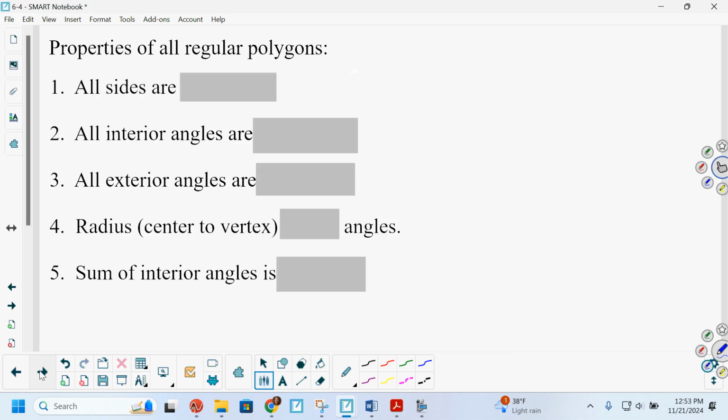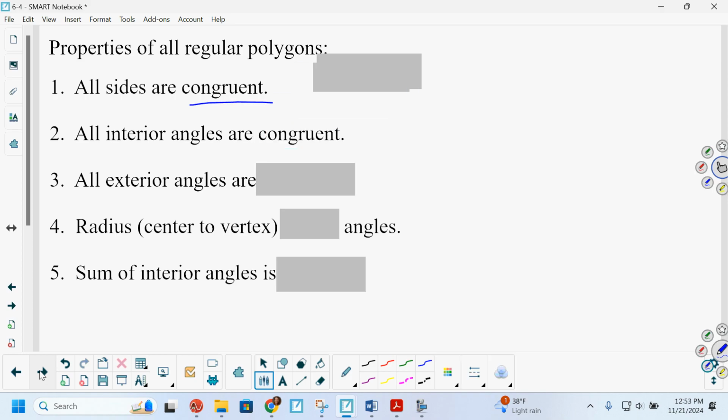So just a quick review. See if you can fill these in before I do. The properties of regular polygons include the following. All sides are congruent. All interior angles are congruent. All exterior angles are congruent. The radius, which is going to be the center to a vertex, is going to bisect the angles. So I'll show you that in a minute.